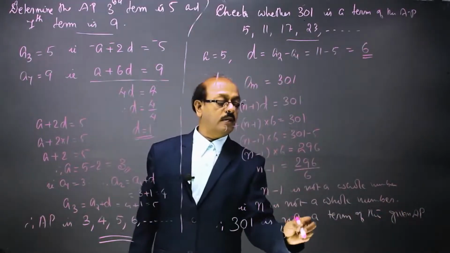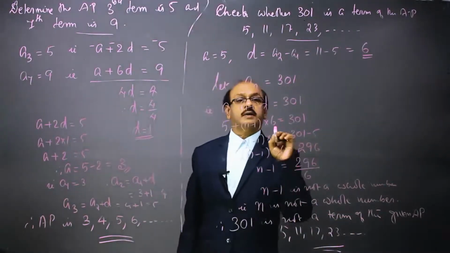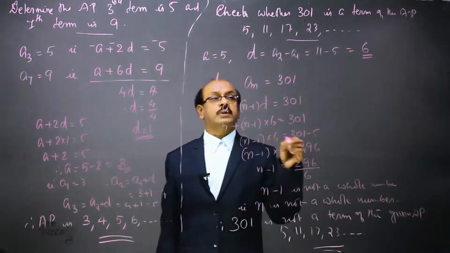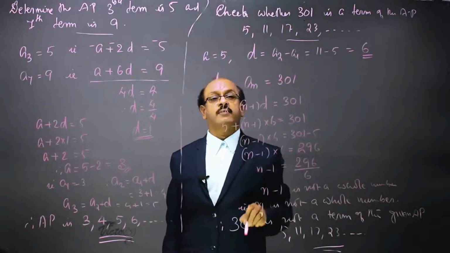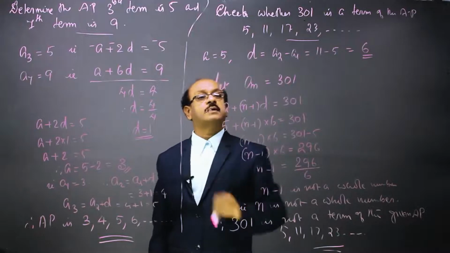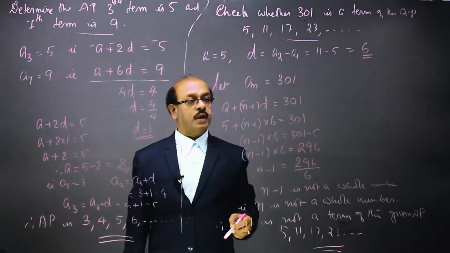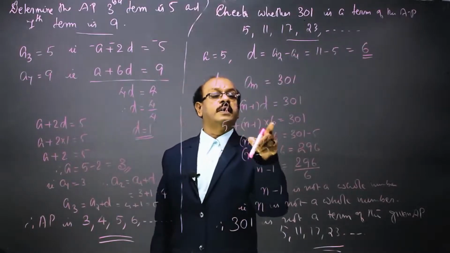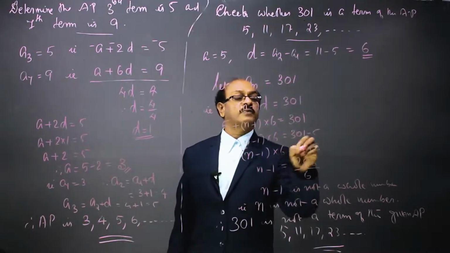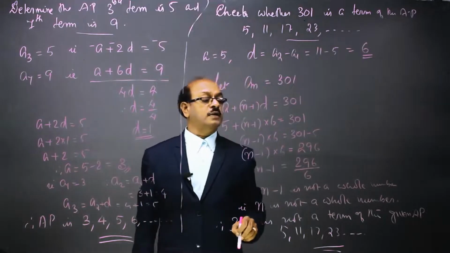We have been given an arithmetic progression 5, 11, 17, 23, etc. We have to find out whether 301 is a term of the given arithmetic progression. For that, we are assuming 301 to be the nth term, an. That is, a plus n minus 1 into d is equal to 301. The value of a is 5 and d is equal to 6. Then, n minus 1 into 6 is equal to 301 minus 5 is equal to 296. Therefore, the value of n minus 1 is equal to 296 divided by 6.